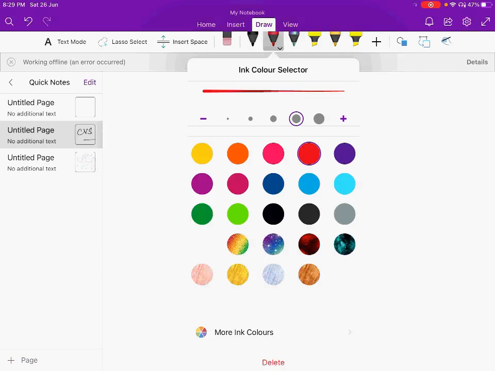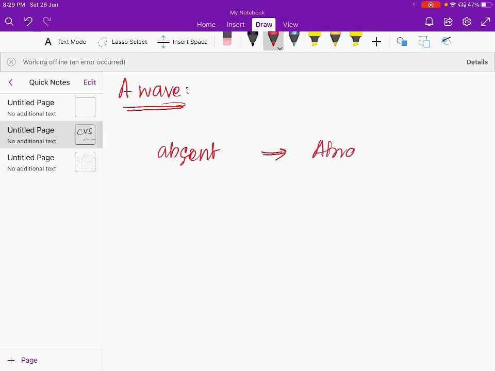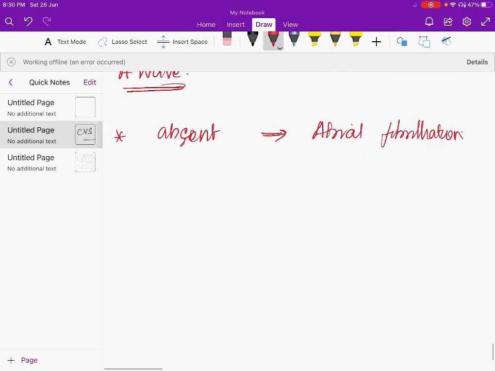Particular wave, A wave. What is the clinical importance of A wave? A wave can be absent. A wave is absent in only one condition, that is, atrial fibrillation. It is simple. To produce A wave, your atrium should contract. But atrial fibrillation is nothing but an inefficient atrial contraction. Inefficient and rapid atrial contraction is nothing but atrial fibrillation. So in case of atrial fibrillation, your A wave will be absent. It is a no-brainer.